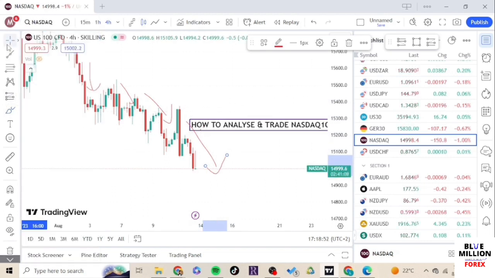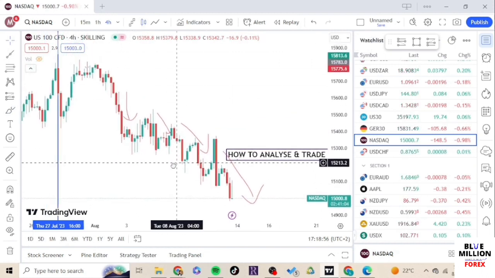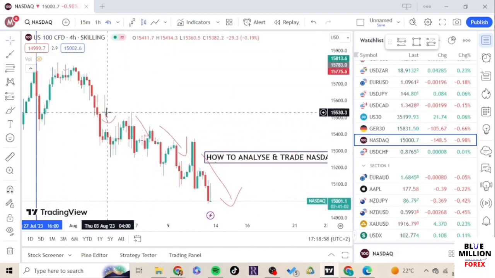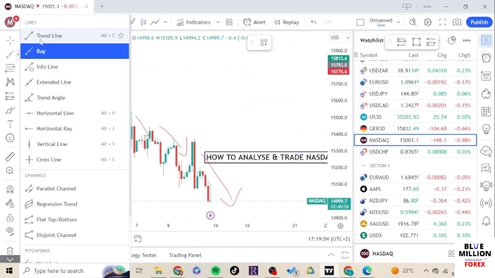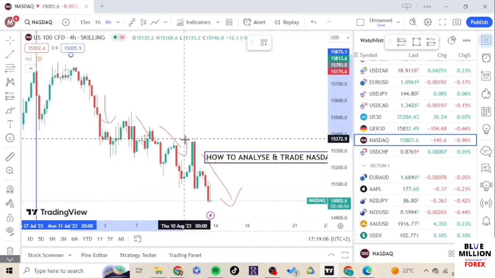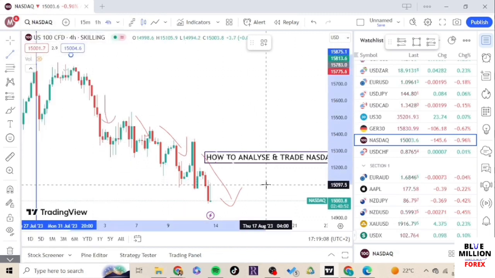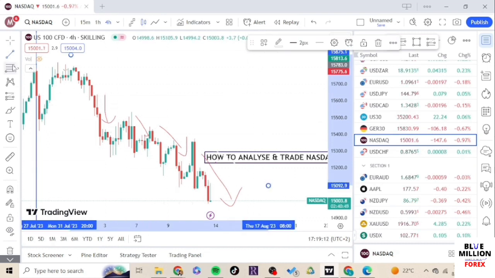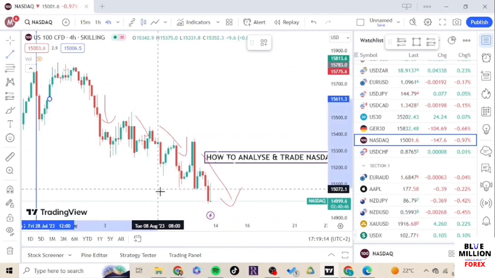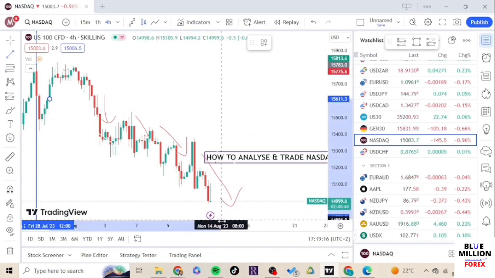That's the first part that you're going to be using whenever you are analyzing NASDAQ, to see what the trend is. As you can see, the trend is a downward trend. Secondly, I want you to plot your support and resistance lines. These lines will help you to see where the market has been bouncing off of, or where traders are looking to enter or exit their trades.